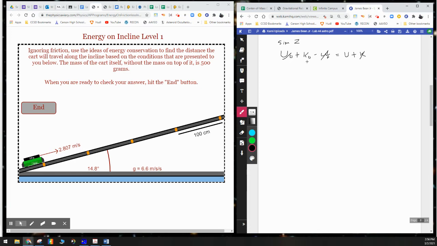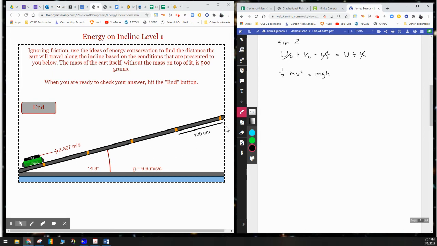All right, so it looks like it starts off with some kinetic energy. All right, so let's take a quick look here and see what we got going on. So we have here, looks like 1/2 mv squared, okay, equals here, this is going to be mgh.